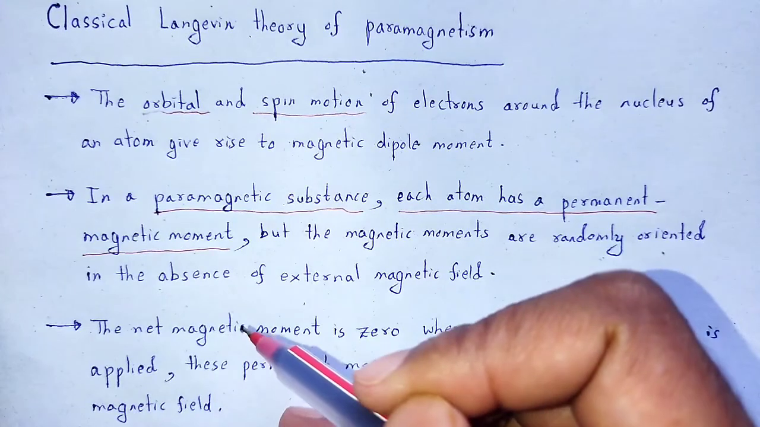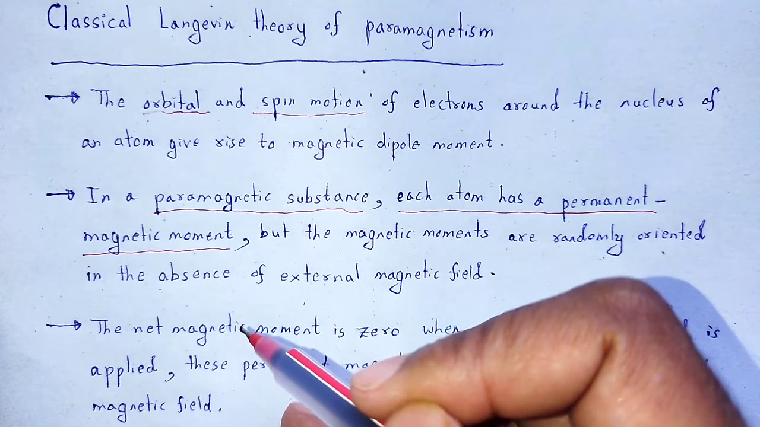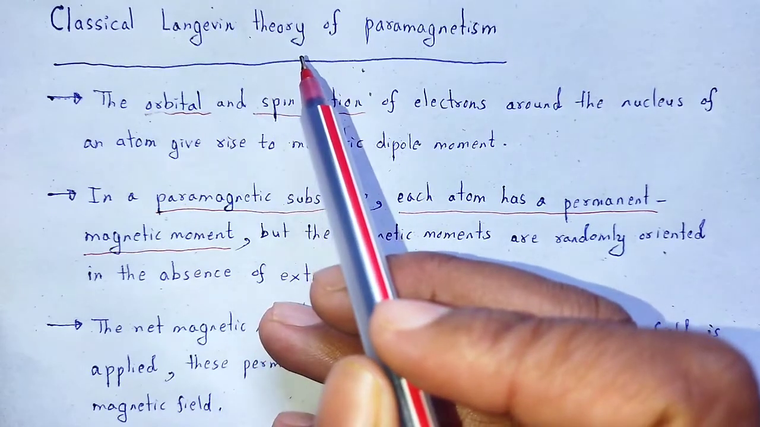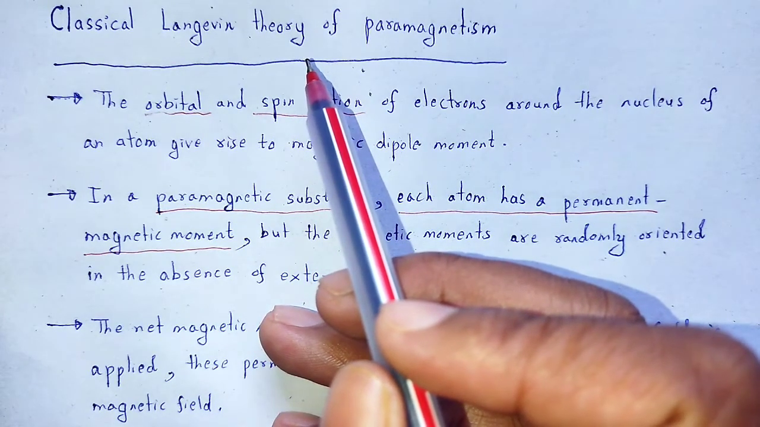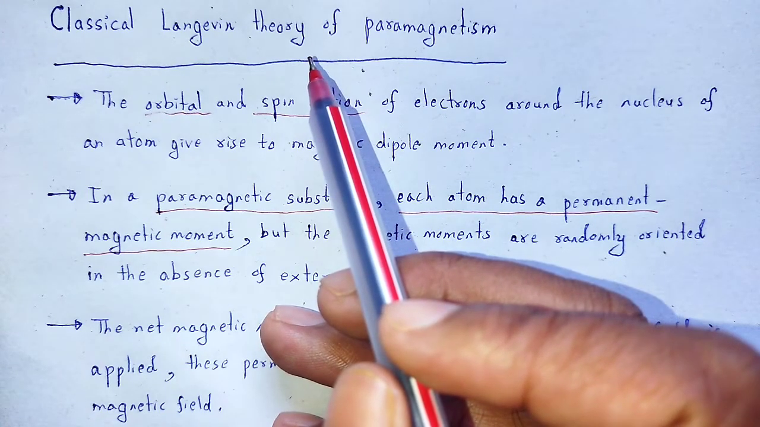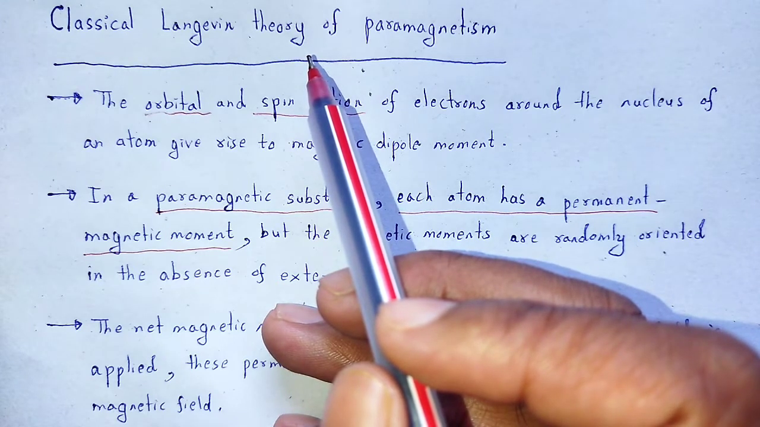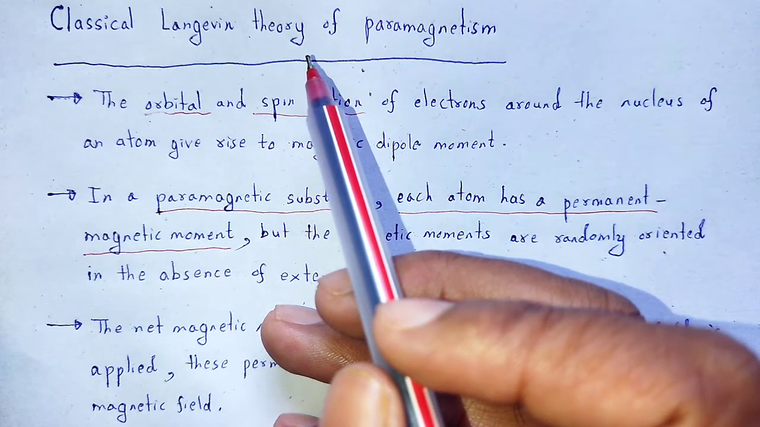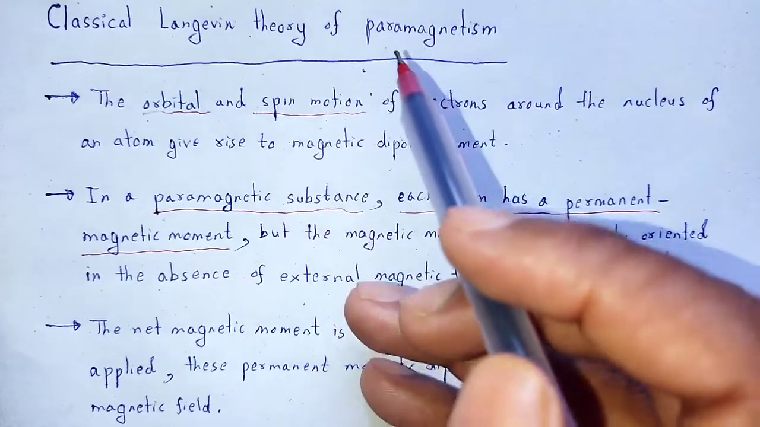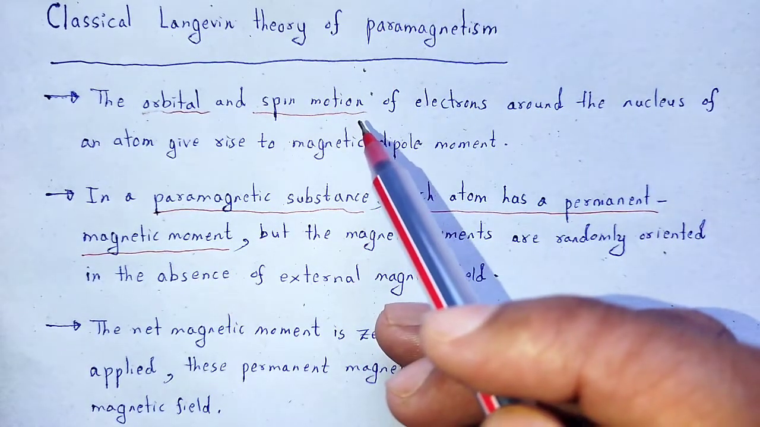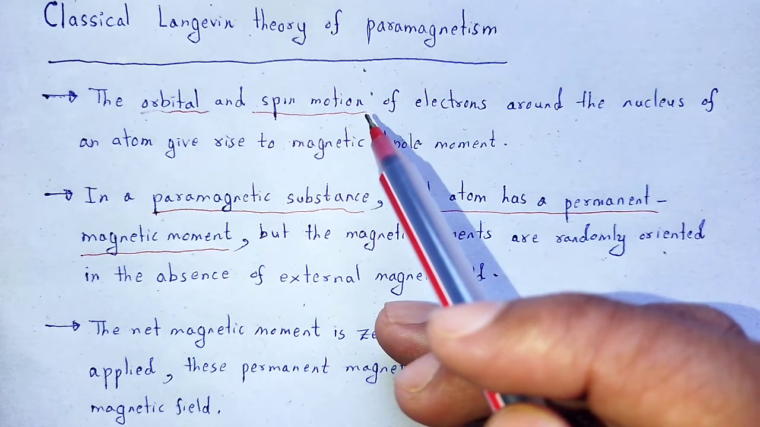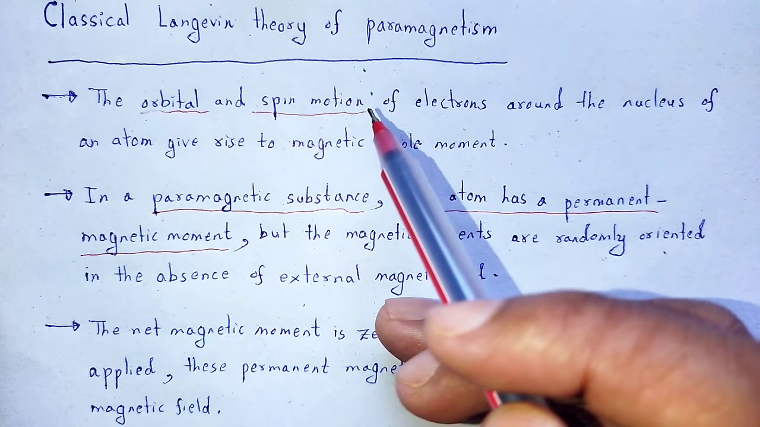How? In the previous video lecture, we understood how Langevin theory of diamagnetism is helpful to know the property of diamagnetism, as there is an even number of electrons in the outermost shell of a given diamagnetic substance. But in case of paramagnetic substances, the outermost shell has an odd number of electrons.